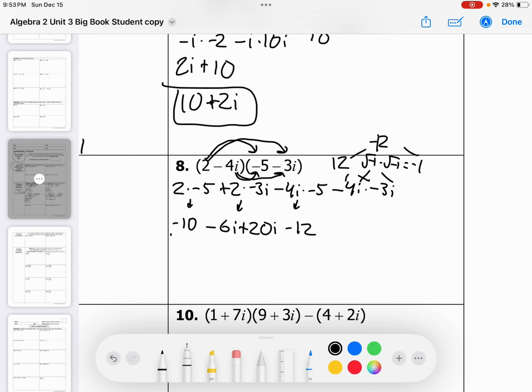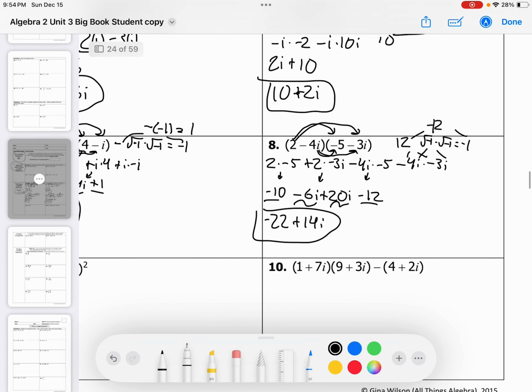Again, we have like terms to combine. Negative 10 and negative 12 would give me negative 22. And negative 6i plus 20i would give me a plus 14i. So negative 22 plus 14i is our final answer.